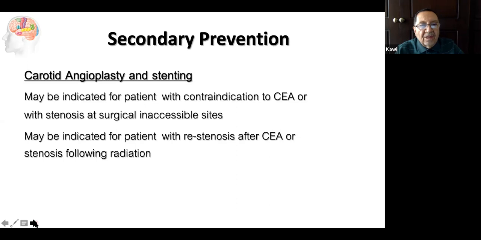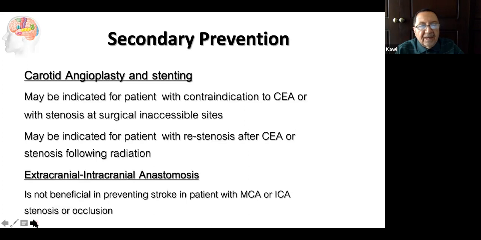Interventionally, we can do carotid angioplasty and stenting through a catheter. It may be indicated when surgical treatment is not possible because it is inaccessible, and may be indicated with restenosis after endarterectomy. Intracranial anastomosis was tried in the past, and it failed to give any improvement.